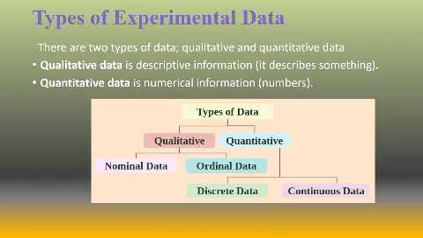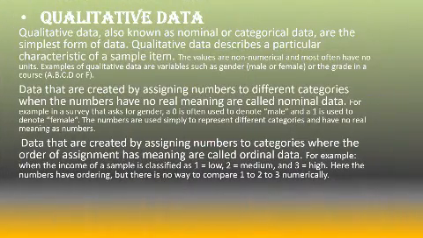Let's move on to see what this means. Let's tackle qualitative data analysis first. Qualitative data, also known as nominal data or categorical data, are the simplest form of data. Qualitative data describes a particular characteristic of a sample item. The values are non-numerical and most often have no units.